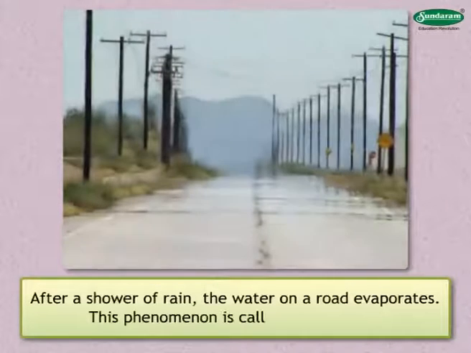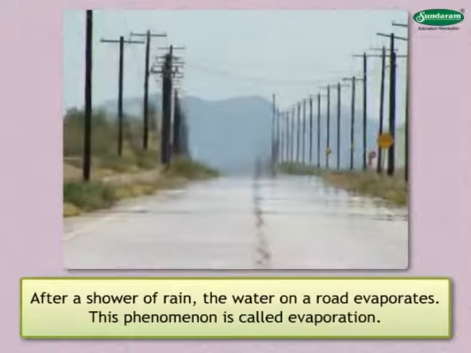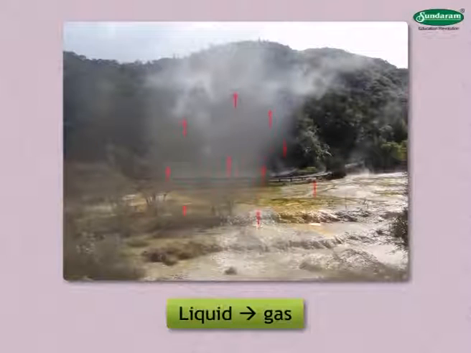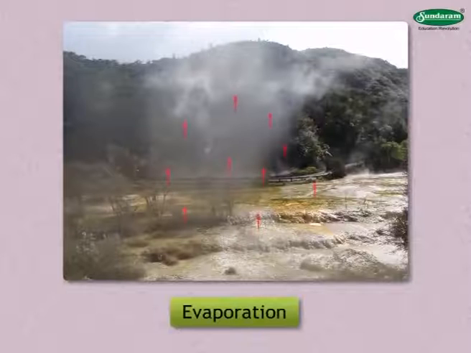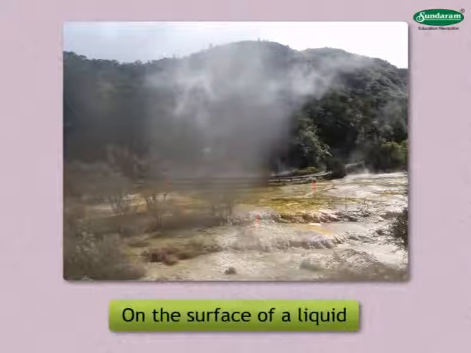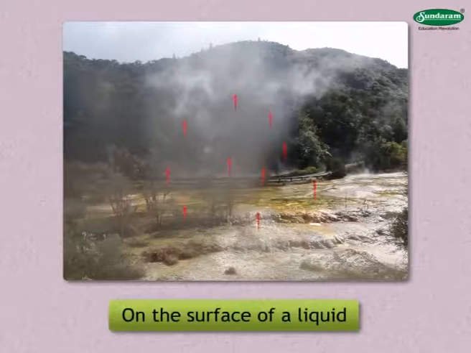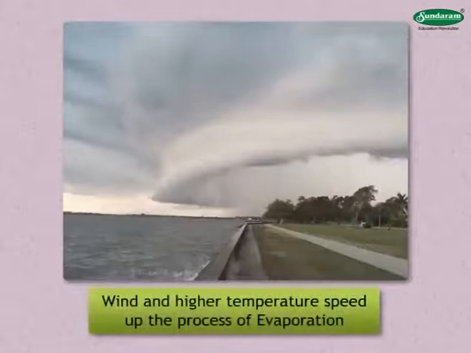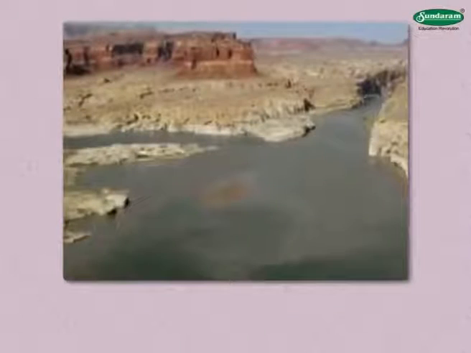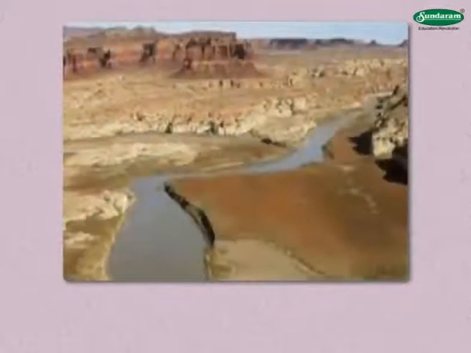Evaporation. You must have observed that after a shower of rain, the water on a road evaporates. This phenomenon is called evaporation. During evaporation too, a liquid changes into a gas. However, evaporation may take place at any temperature and only takes place on the surface of a liquid, unlike boiling. Wind and higher temperature speed up the process of evaporation. Example, water in a pond dries up at a faster rate during summer because of higher temperature.